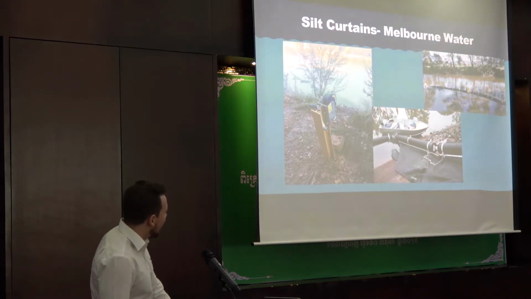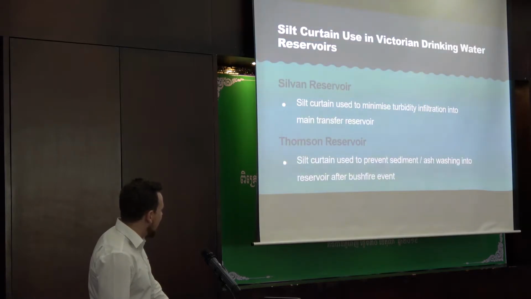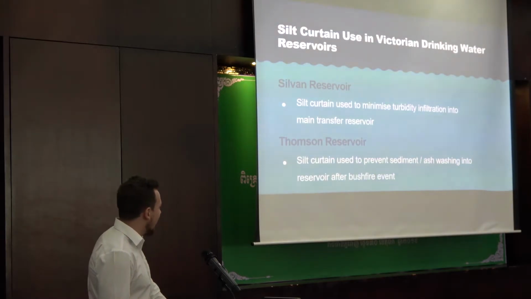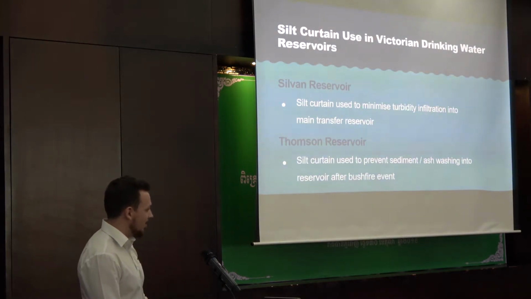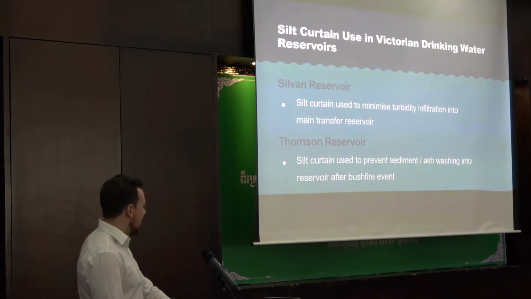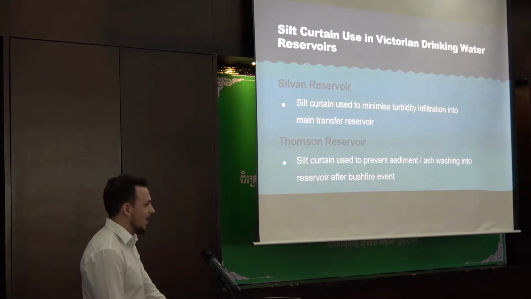So yeah, again, Melbourne Water use these in Victoria. They use them at Sylvan, which the team came over and saw when they were over there. They use them at Sylvan to minimise the amount of turbidity infiltration from Upper Yarra, which is the catchment that leads into Sylvan. And they've also used them at Thompson Reservoir as well.